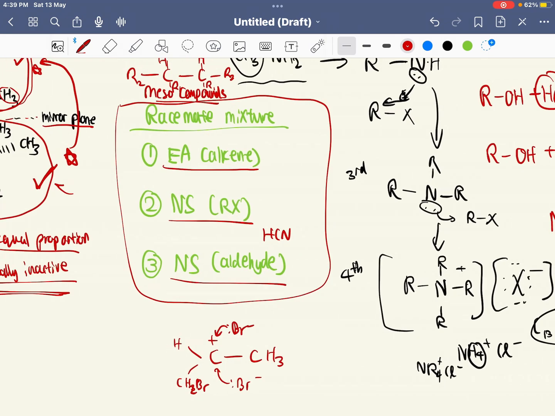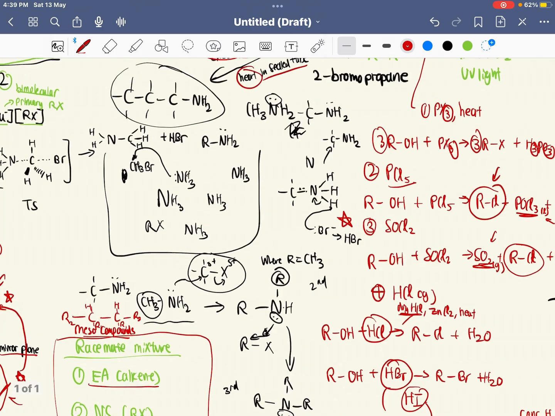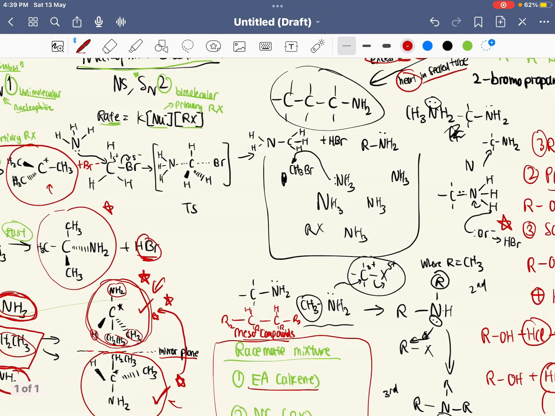Then for another one, we have nucleophilic substitution of our aldehyde, which we'll talk about in carbonyl compounds. Okay, so that's for SN1.